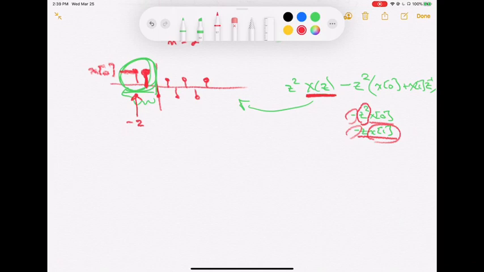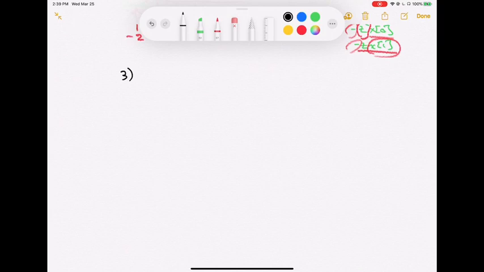The next property that we're going to look at, so I think we're on the third one right now, is multiplication by an exponential. This is a time domain multiplication. Let's let that exponential have the form alpha to the n. So I'm looking at what happens when I take alpha to the n times a known signal x of n.